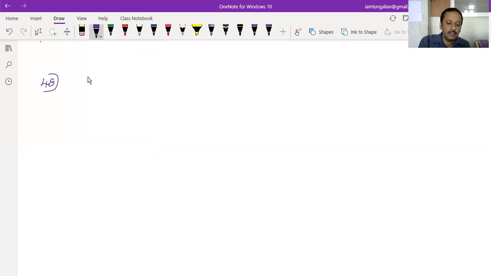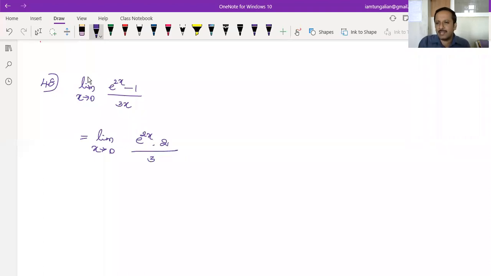Forty-eighth question. The question is: limit as x tends to 0 of (e^(2x) minus 1) divided by 3x. If you directly apply the limit, you are going to get 0 by 0, an indeterminate form, right? So I'll use L'Hospital's rule. The derivative of e^(2x) is e^(2x) into 2, divided by the derivative of 3x, which is 3. Apply the limit as x tends to 0.